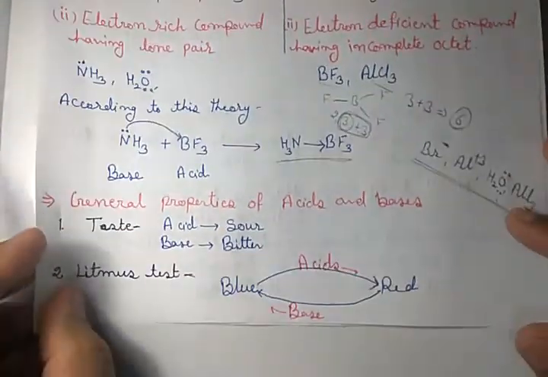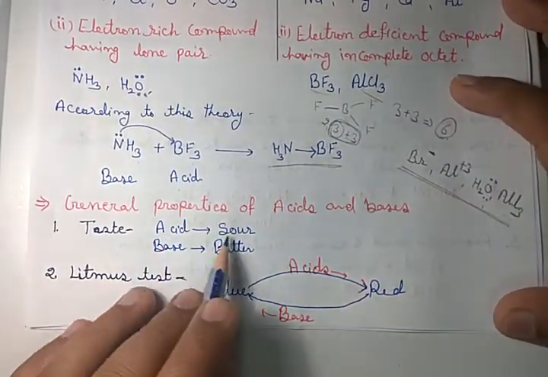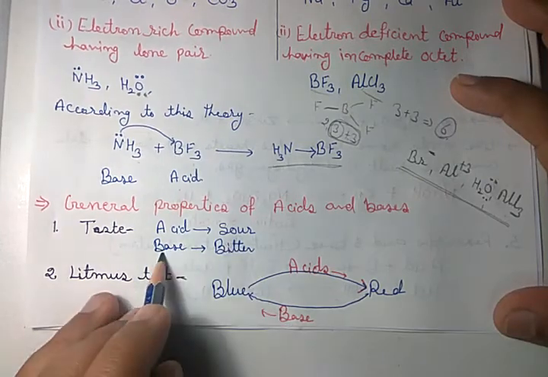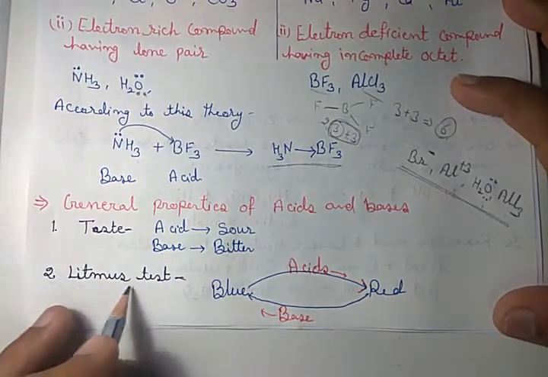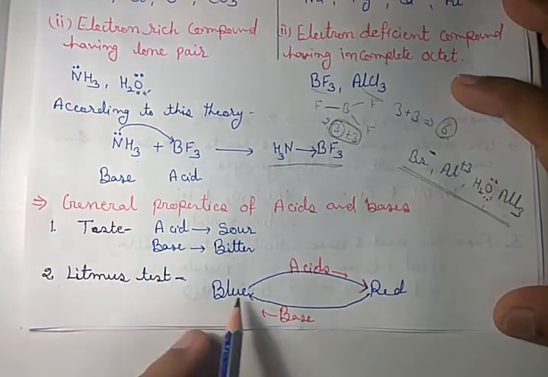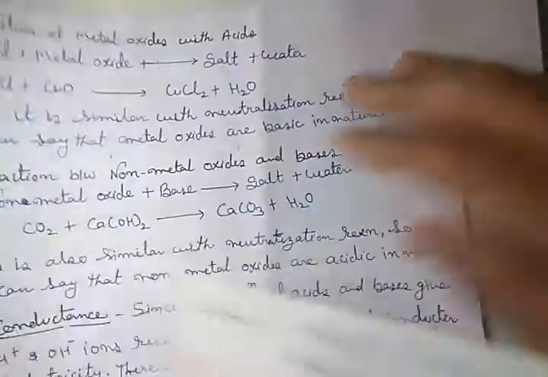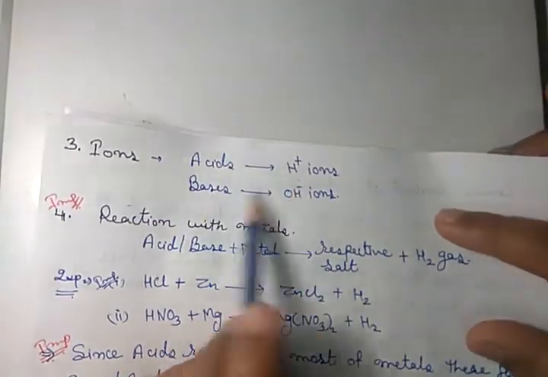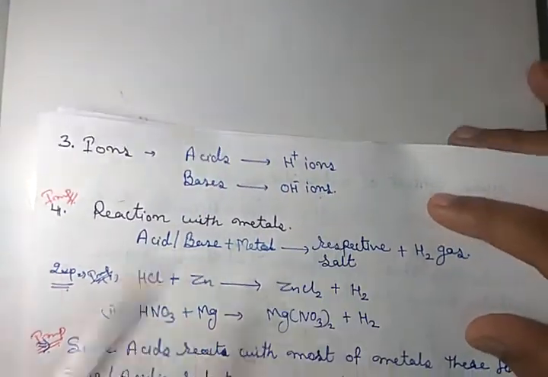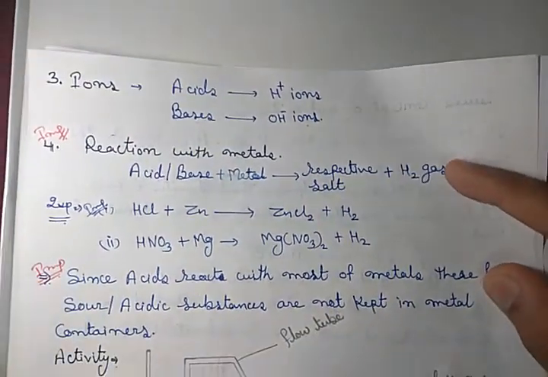First property is taste. As we discussed earlier, acids are those chemicals which are sour in taste, while bases are those which are bitter in taste. Second is the litmus test. Acids turn blue litmus to red, while bases turn red litmus to blue. Third property, ions. Acids produce H plus ions, bases produce OH negative ions. These are general properties we discussed 2 or 3 times in the previous classes.